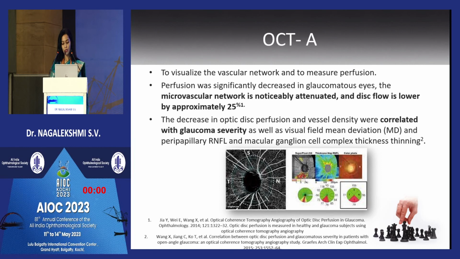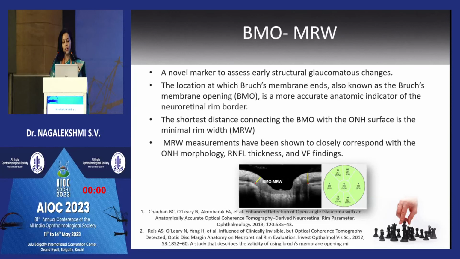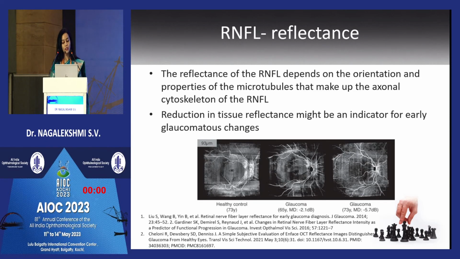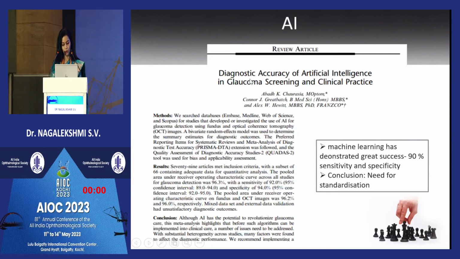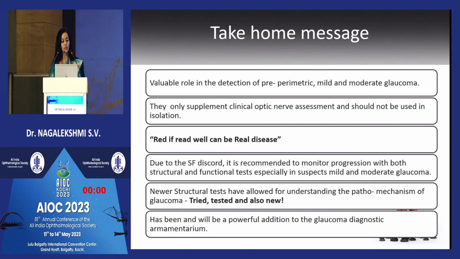So the recent advances would be OCTA, which addresses the vascular pathogenesis, and the Bruch's membrane opening, which is a more accurate measure of the neuroretinal rim, and RNFL reflectance has been shown to be reduced in early glaucomas. Again, of interest is the lamina cribrosa imaging, which is again a part of the mechanical pathogenesis of glaucoma. So we have the artificial intelligence.